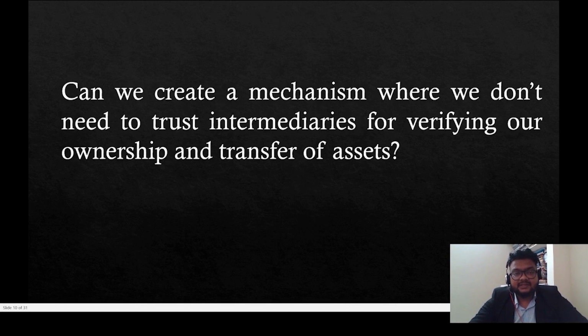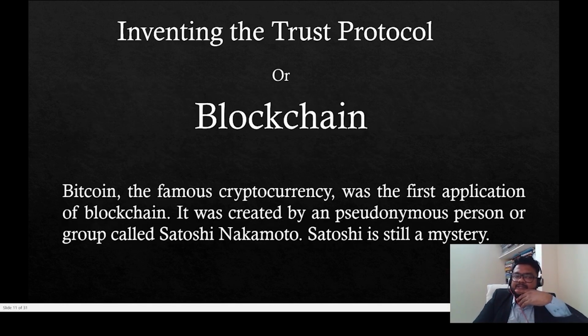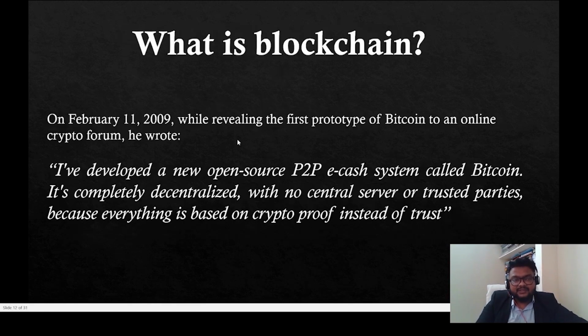So the challenge is, can we create a mechanism where we don't need to trust any intermediaries for verifying our ownership and transfer of assets? So in 2008, we have invented the trust protocol or blockchain. The first application of blockchain was Bitcoin, the famous cryptocurrency, and it was developed by a pseudonymous person, a shadowy kind of figure called Satoshi Nakamoto. We don't know. He is still some kind of mystery. So, what is blockchain?